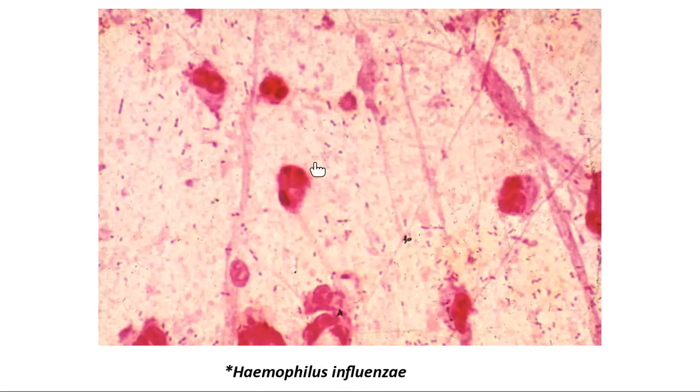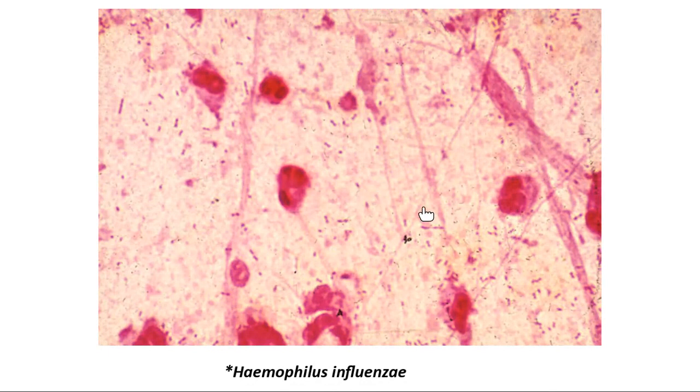Somewhere single, somewhere combined, somewhere fatter, sometimes very thin. So this is Haemophilus influenzae. Clear? So when you find this type of slide, you should report it as small pleomorphic gram negative rods. There is no need to say that these are Haemophilus influenzae, but you report them as small pleomorphic gram negative rods. Clear?